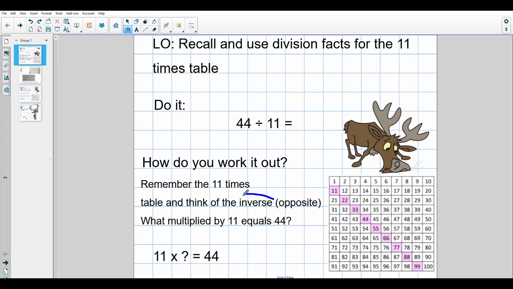What is that word inverse? I always talk about the inverse. It's so important. It simply means the opposite. What multiplied by 11 equals 44? So that's what you've got to remember.